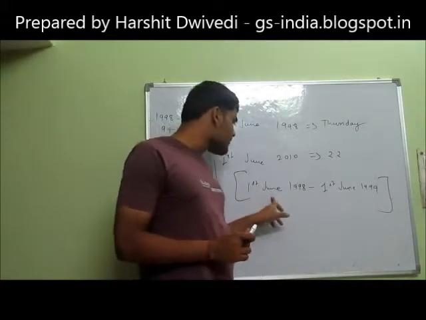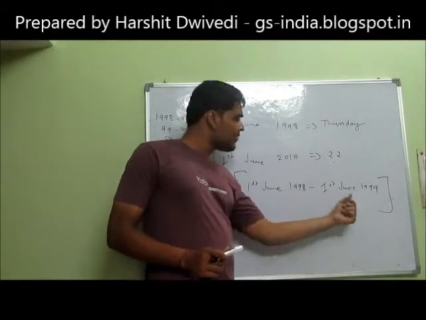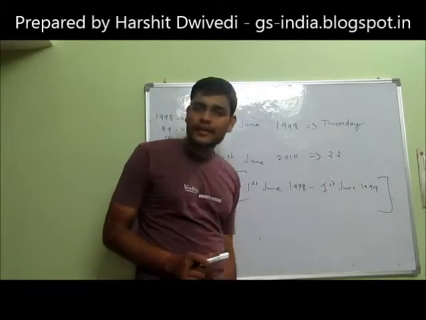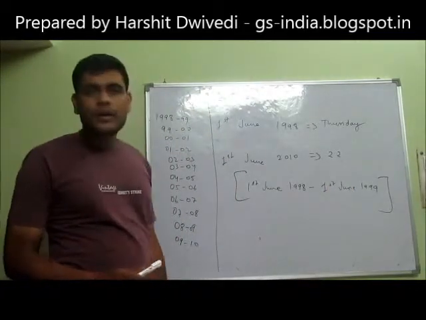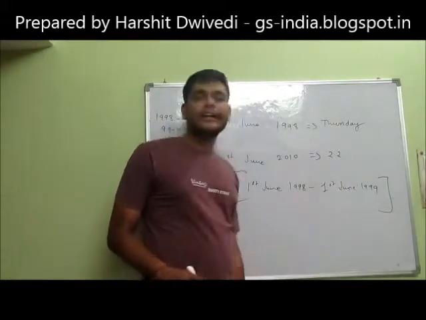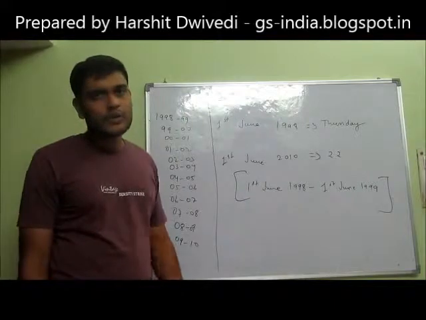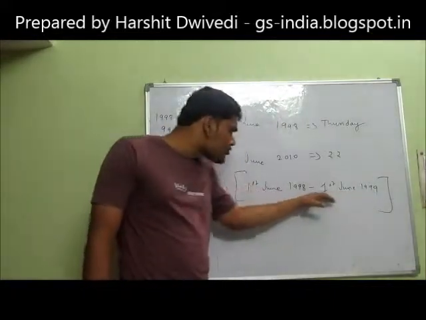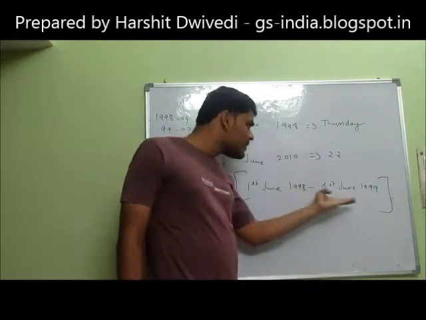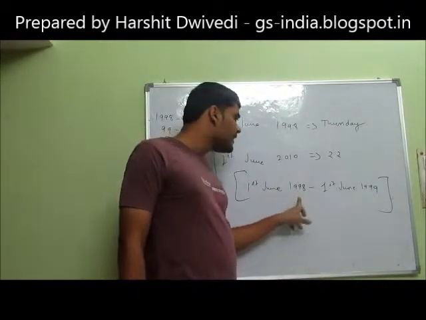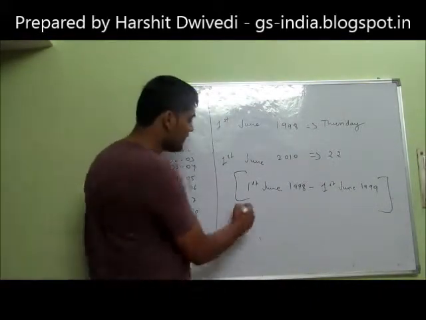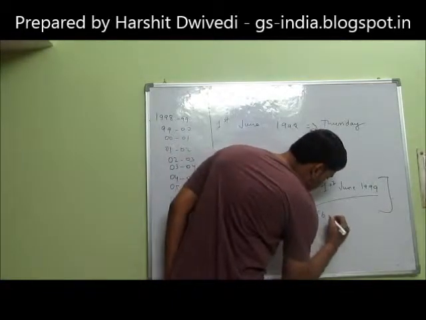Either I start from this date, 1st June, and measure till one date before June, that is 31st May 1999, or I can calculate the time from 1st June 1998 to 1st June 1999 and subtract one day from it. This I can do. So basically you are seeing that this is almost one whole year. So if I go from 1st June 1998 to 31st May 1999, it is 365 days. So basically the intervening period will be 365 days.